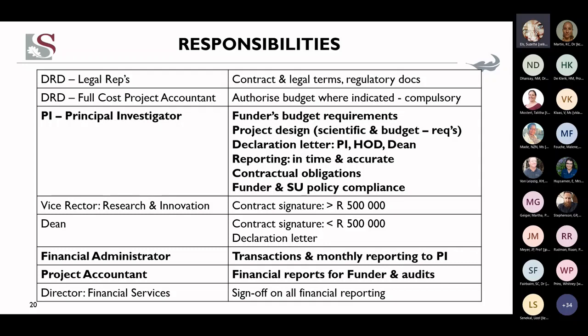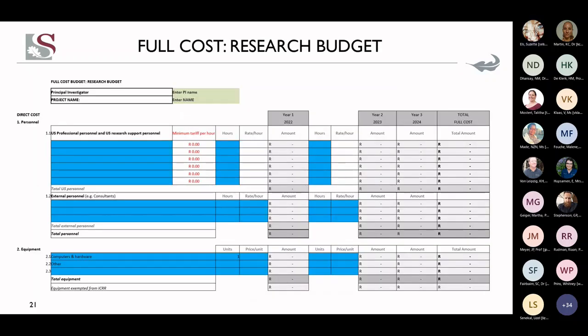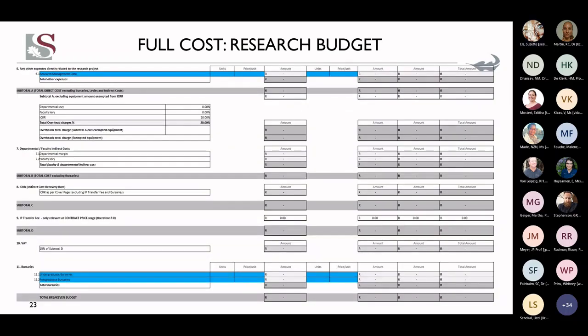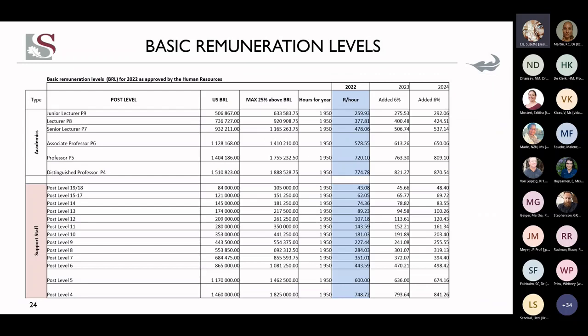To give you an idea of what the full cost template looks like, it's more or less like this. And there's a link on DRD's website for the full cost budget. So this is just a part of the budget, and the rest that gives you detail, you can put in lines. If you do, just make sure that all the formulas pull through. And then there will also be a tab with the remuneration levels of the different post levels at the university.